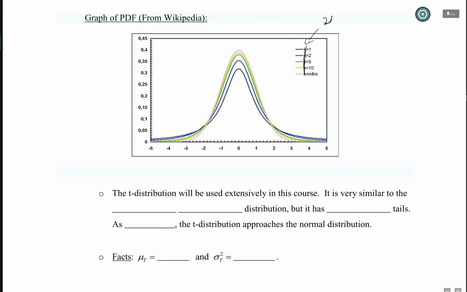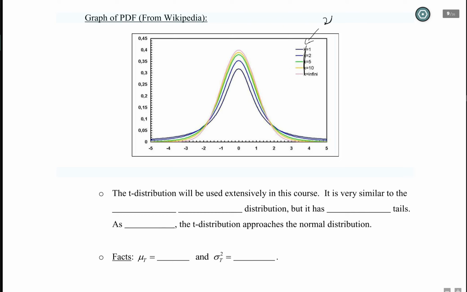But if nu is 1, we have this. We have the black plot. If nu is 2, we have the blue plot. If nu is 5, we have the green plot, and so forth. It turns out a couple of things. So as the degrees of freedom gets bigger, the peak starts to come down and the tails start to tighten up.